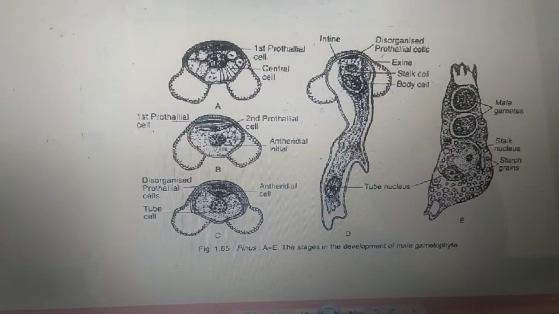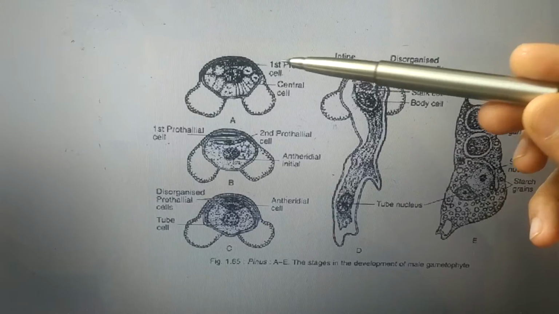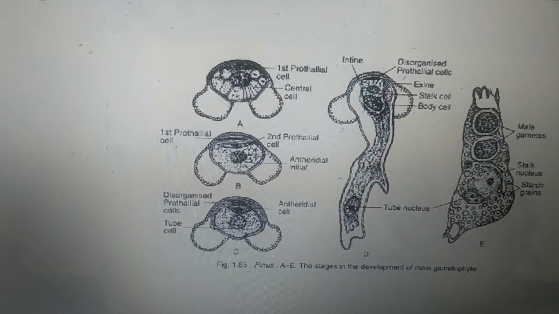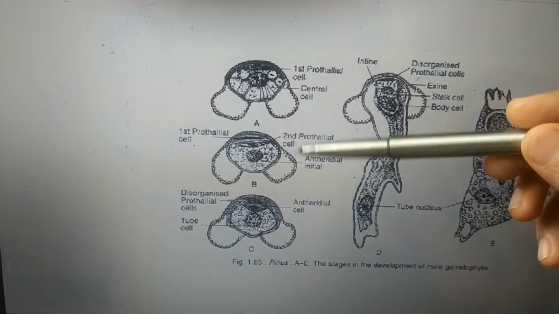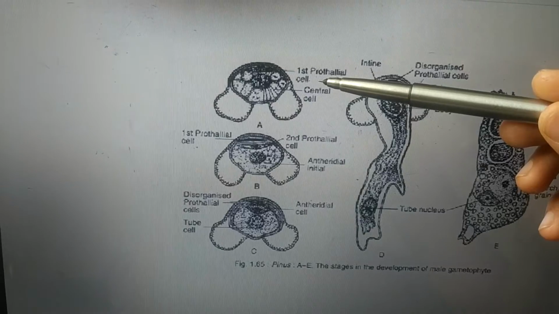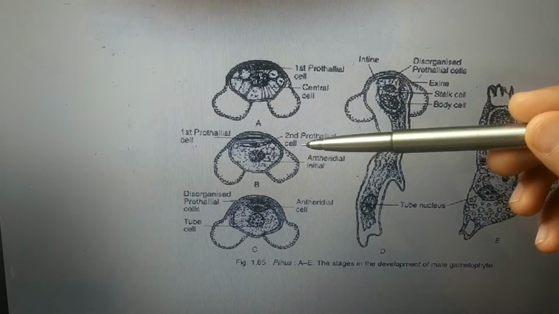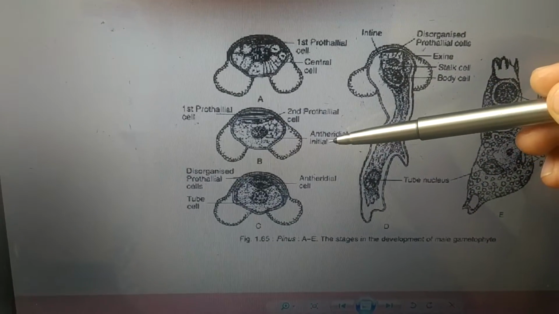This nucleus of the pollen grain is going to divide and lead to the formation of two cells: the first prothallial cell, which is at the proximal end, and the central cell, which is at the distal end. The first prothallial cell won't show any further division, whereas the central cell is going to divide further, leading to the formation of the second prothallial cell and the larger antheridial initial cell.